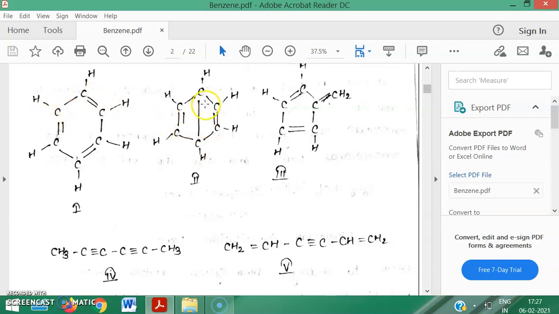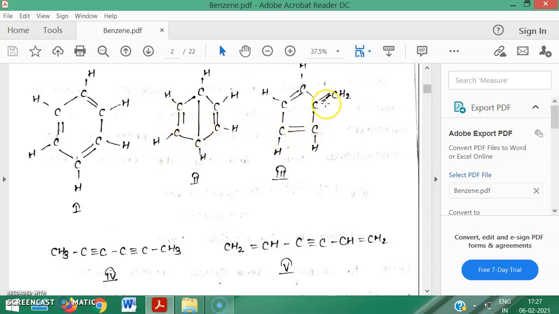But coming to here, if the substitution takes place on the benzene ring, what happens? Different types of substitution take place. This is called the Dewar structure. This carbon containing hydrogen is different and this carbon containing hydrogen is different. So it can give two isomers. So it can be rejected.